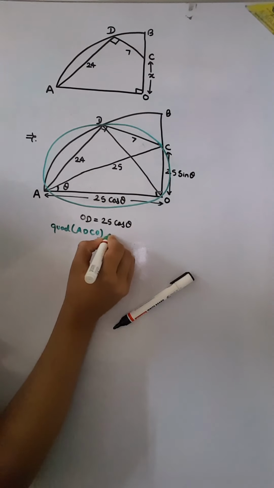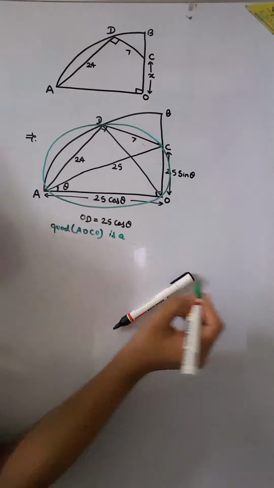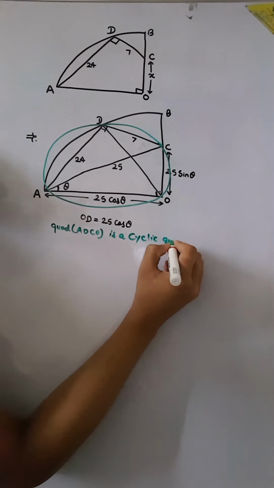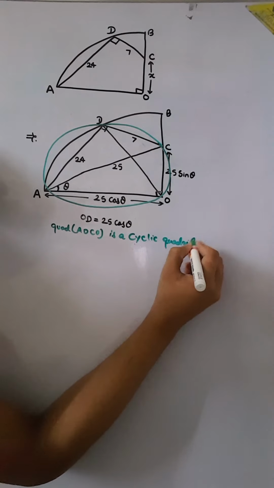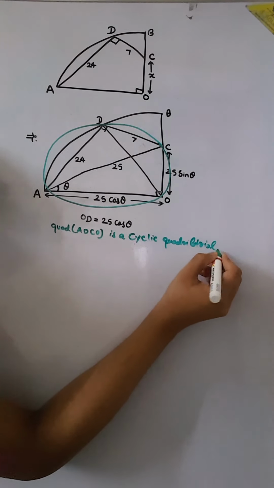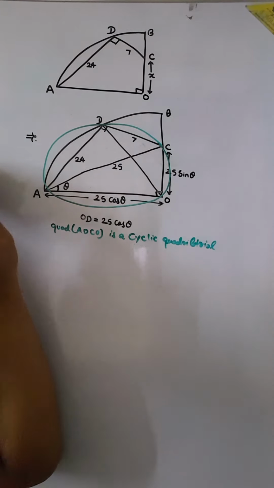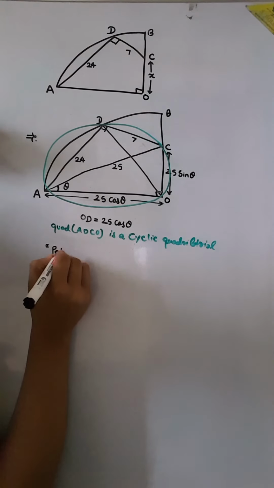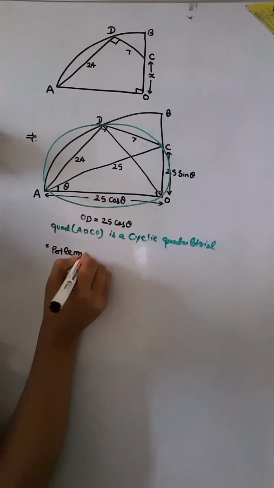So then we can say that the quadrilateral ADCO is a cyclic quadrilateral, and in any cyclic quadrilateral we can apply what we call Ptolemy's theorem.